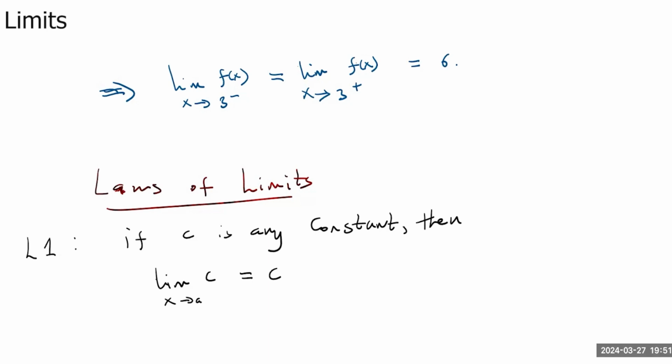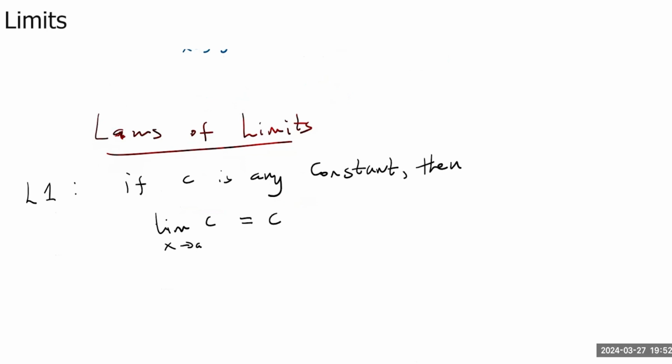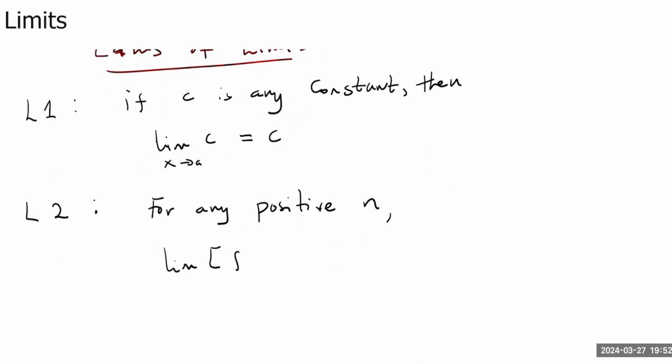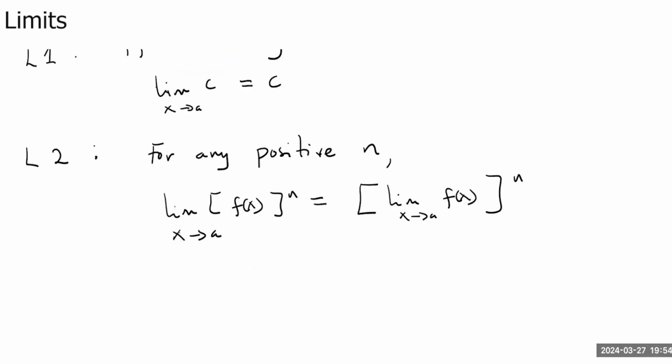All right. The second law, which is also very important, has to do with the power function. For any positive integer n, we claim that the limit of that power function as x approaches a is the limit of the base raised to that power. So the limit of the power function is the limit of the base raised to that power. I hope we are okay. We will solve more examples, then you will understand it better.